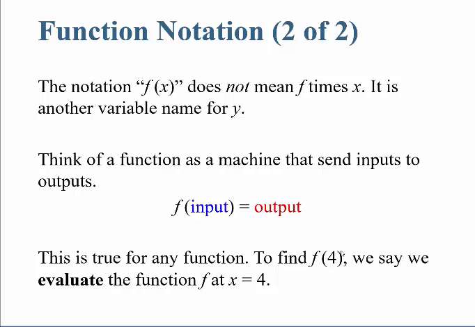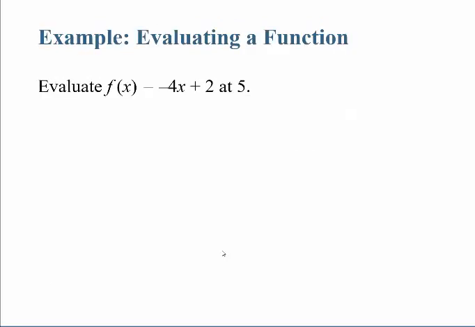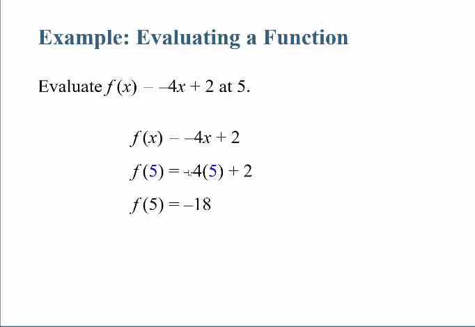So to find f of 4, the input is 4. We are saying to evaluate the function f, whatever f is, at the value x is equal to 4. So listen to how I'm saying this. You're just going to plug 4 into the equation. You're going to plug your input into the equation. All right, so let's evaluate this function f of x, which is equal to negative 4x plus 2 at 5. We're telling you that the x value, the input, is 5. So I'm going to take my function, and I'm going to plug 5 into it. Wherever I see an x, I'm just going to replace or plug in that 5. So this becomes minus 20 plus 2, which gives me that minus 18 value there.